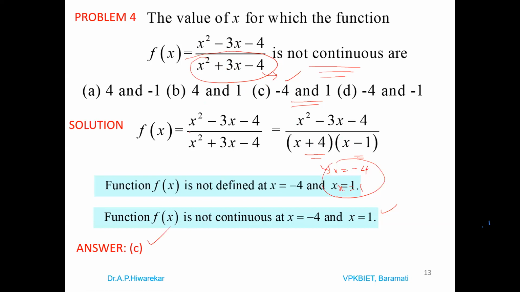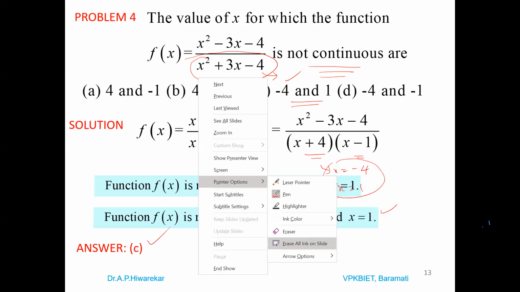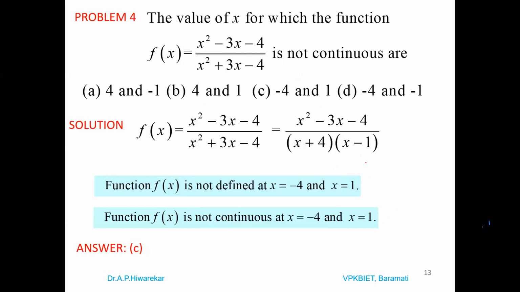Shall I go ahead? Yes or no? Shall I go to the next point?